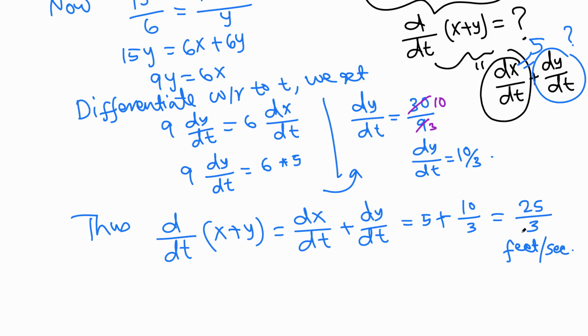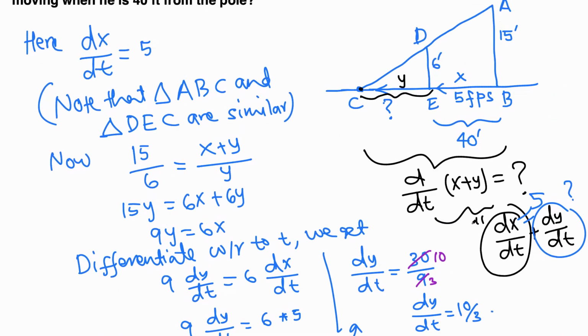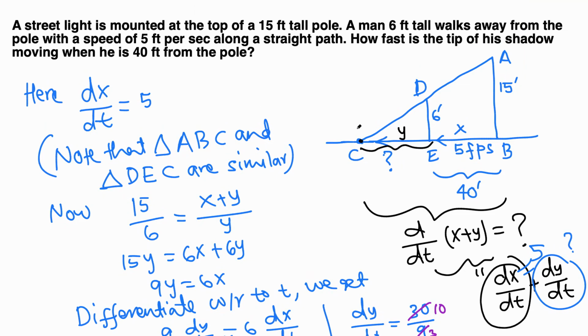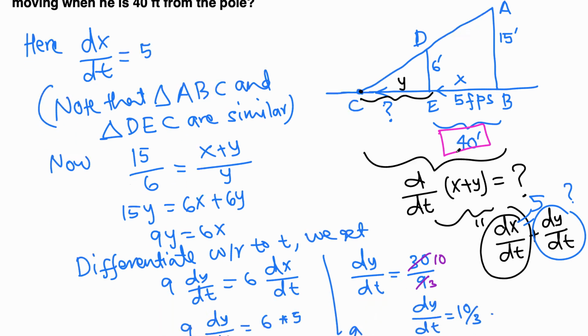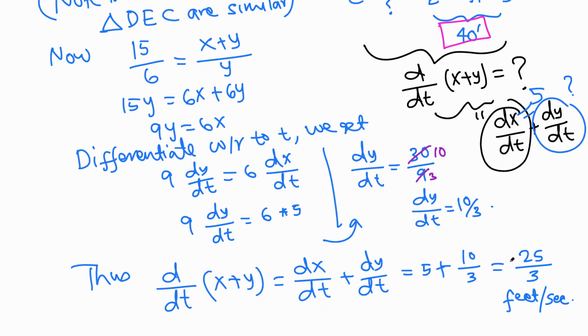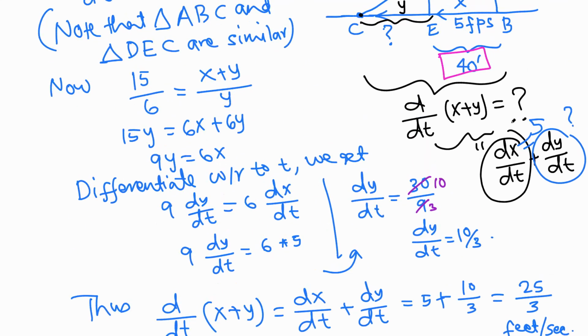Okay, that's the answer. And if you look closely, the rate at which the tip of the shadow is moving is independent of the location of the person, because we never used this 40 feet in this problem. This 40 feet away is not used, so it doesn't matter. The person could be only 20 feet away. The answer is 25 thirds feet per second. Final.